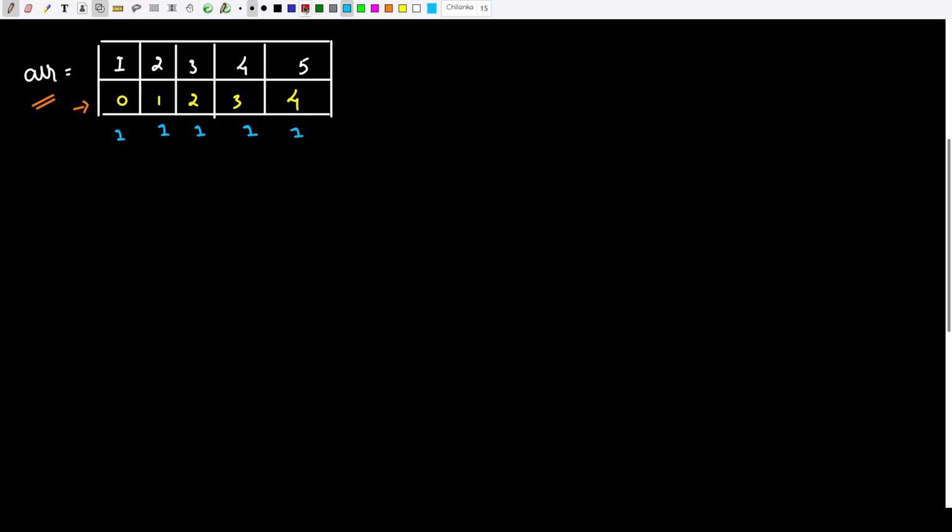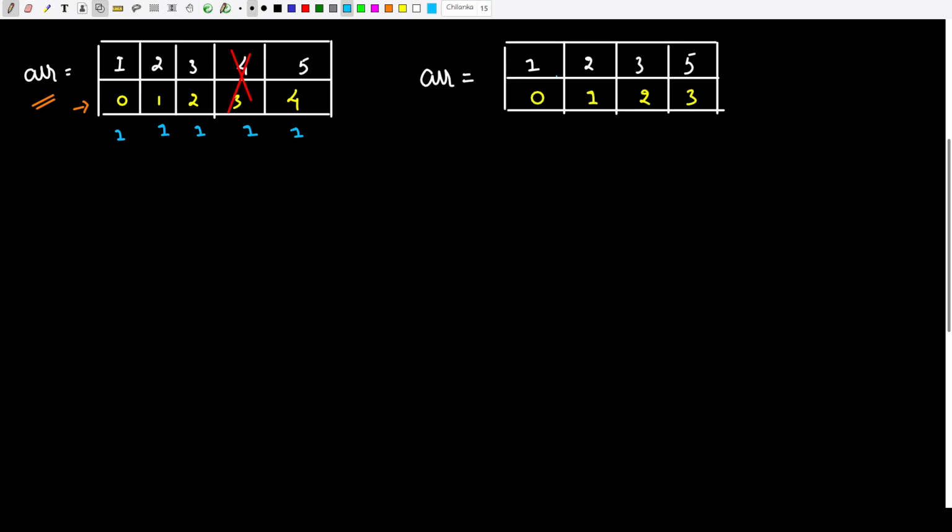Now let us say from this array, one of the elements is missing. So let us say in this case, this element is missing. Now, if this element is missing, then the array will look something like this. Now again, let us compute the difference between the index of the element and the element itself. So over here, the difference is 1. Over here, the difference is 1. Over here, the difference is 1. And over here the difference is 2.